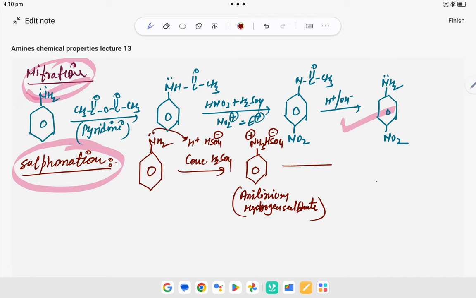Okay, after that, if you are heating this substance to 453 Kelvin to 473 Kelvin, then what happened, children? From here OH and from here H plus release, water species release and rearrangement will be done. By the rearrangement, here NH2 and here SO3H is formed. In the next step, this is called sulfanilic acid.